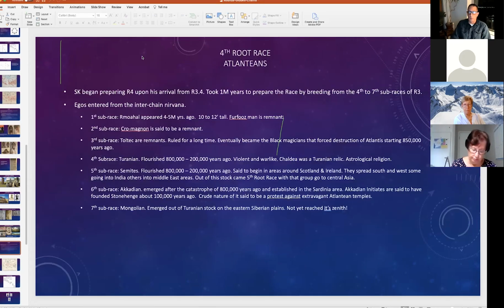So then we get to the fourth root race. In the middle, Sanat Kumara began to plan it, and his arrival. It took a million years to prepare the race. It started with the fourth sub-race of the third root race, and it took a million years to get to the point where it was ready to be used. And they do this through breeding, if what Powell says is correct. And I don't have any reason to believe that it's not.